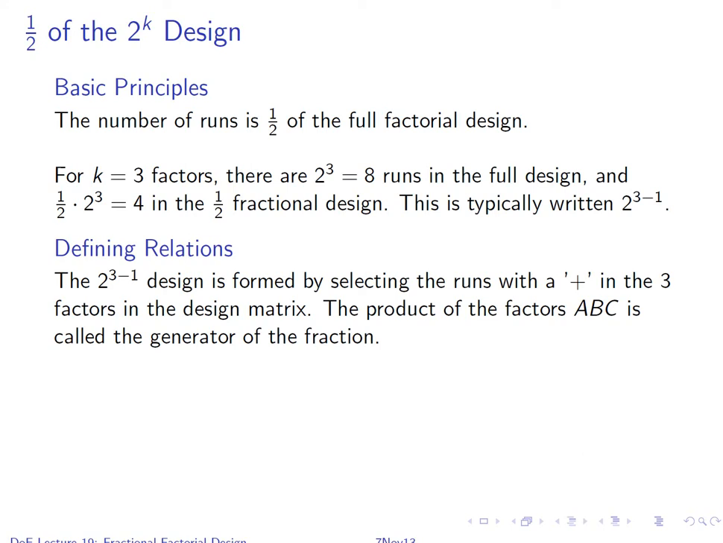And in the case that we'll consider first, we have 3 factors. The factors will be called A, B, and C, and the product of the factors will be termed what we call the generator of the fraction. And generator in this sense means the annotation that we use, or the way that we determine which runs are included in the 1/2 fraction.